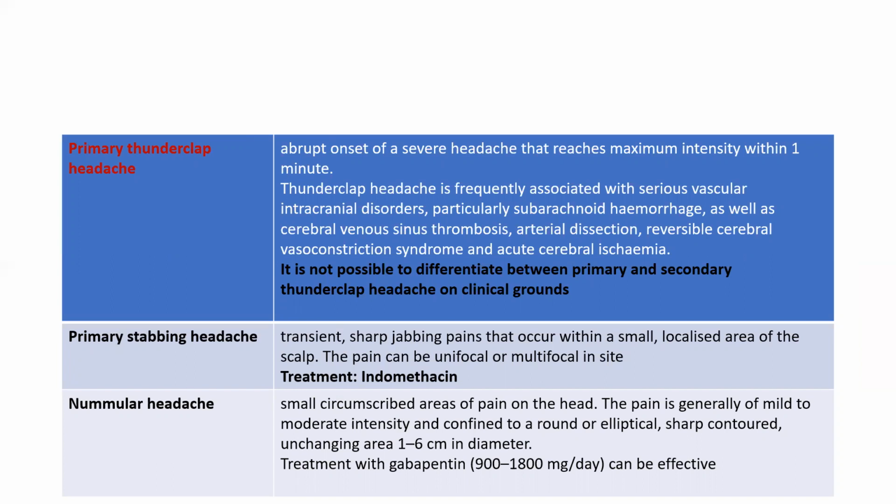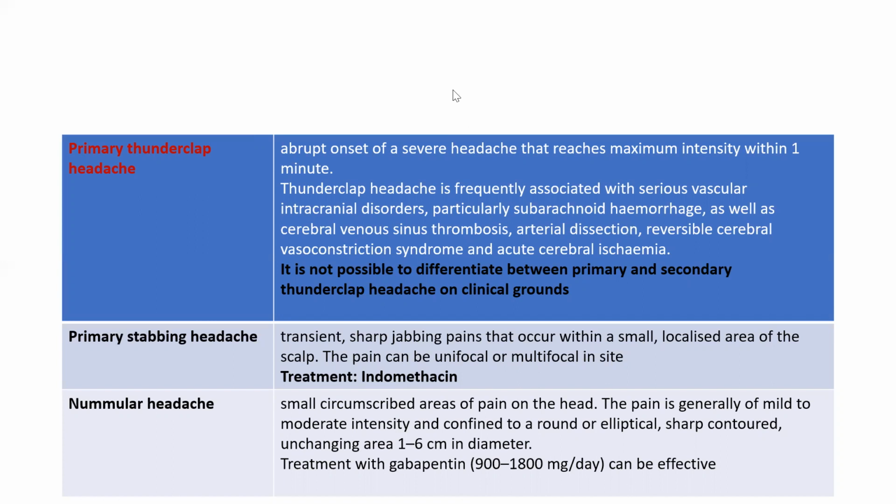Now, primary stabbing headache is a very interesting one. It has transient sharp jabbing pain that occurs in some localized area of the skull, particularly in the trigeminal division. So this is a primary stabbing headache. It could be unifocal or multifocal. It will last approximately some seconds. In most cases, it responds to indomethacin.